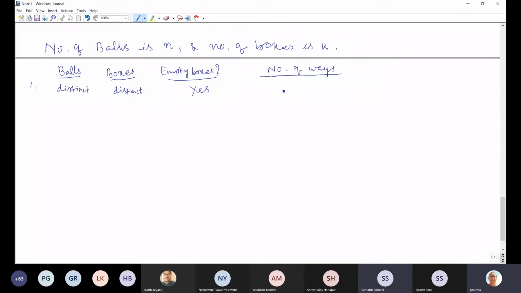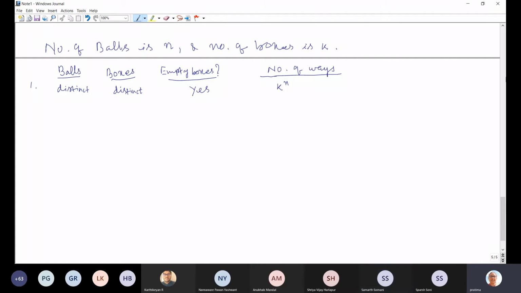Yes, you all are correct. K to the power n. So how do you get this? Can anyone explain? Every ball has k choices. All n balls have k choices.